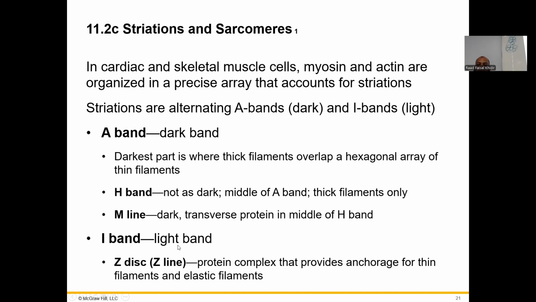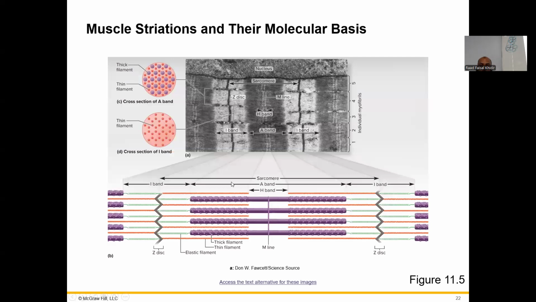The I band is a light band where you have a Z disc, and from each Z disc to the next Z disc is the sarcomere. So let's look at this structure here. This is a very important structure.